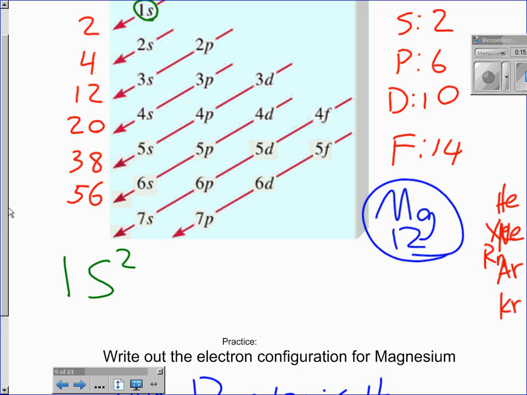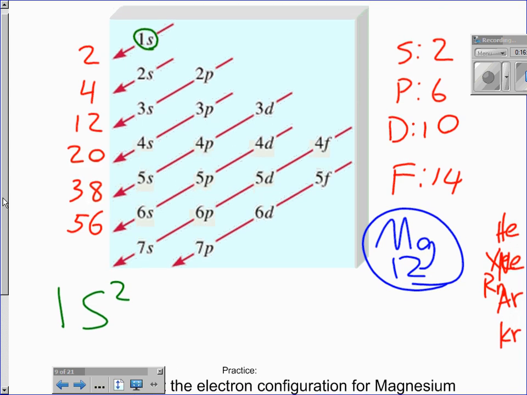All right, hopefully you fast forwarded through that. We didn't need to hear the election results again. All right, so we got 1s2 so far. That means in the first s orbital, there is 2 electrons.